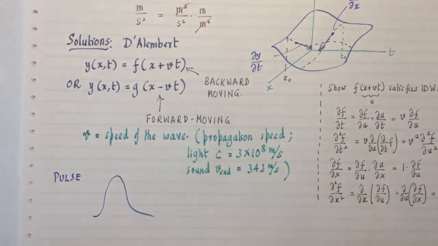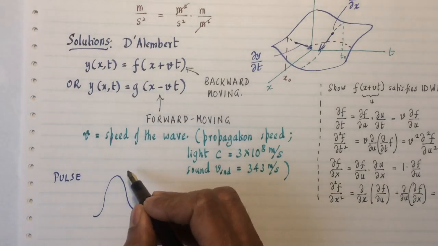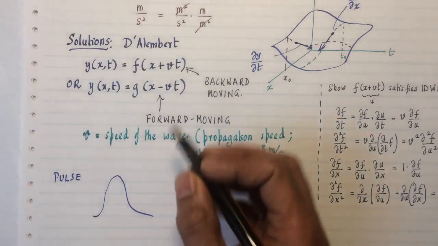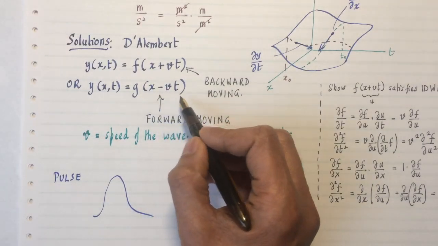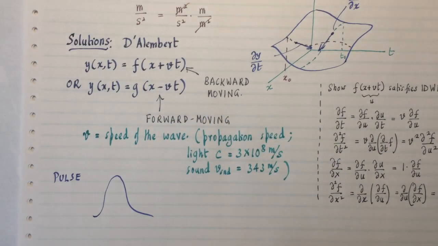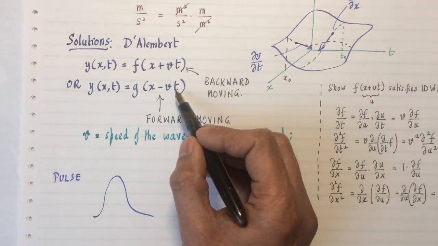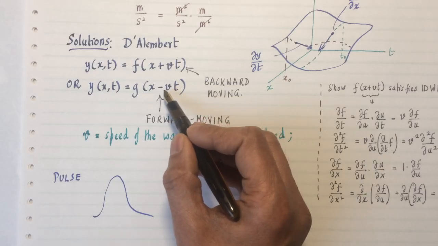So let's suppose you have a pulse, and we have to figure out if the pulse is moving in the forward direction or backward direction. Let's take this g of x minus vt. Why would this be a forward moving wave? Well, the fact about life that we know is that time always moves in the forward direction. You'll never see time moving backwards except in movies. So if time moves in the forward direction, then this quantity is going to be more and more negative as time progresses.